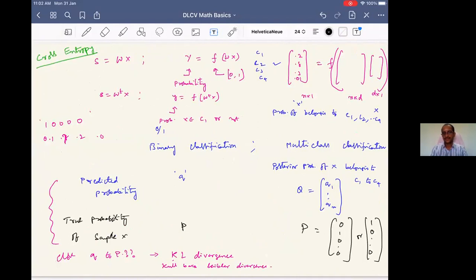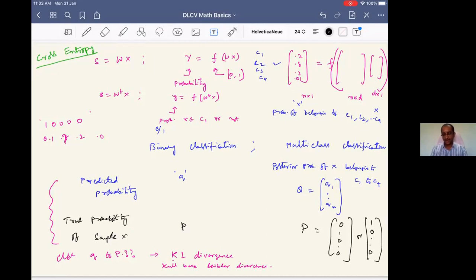Then we discussed binary classification and multi-class classification, and how we can represent those matrices. Then we talked about posterior probability or predicted and the true probability, and we concluded our discussion on how we can compare these two probabilities. We talked a bit about KL-divergence and entropy. Very good. So let's resume the discussion that we had at the end.